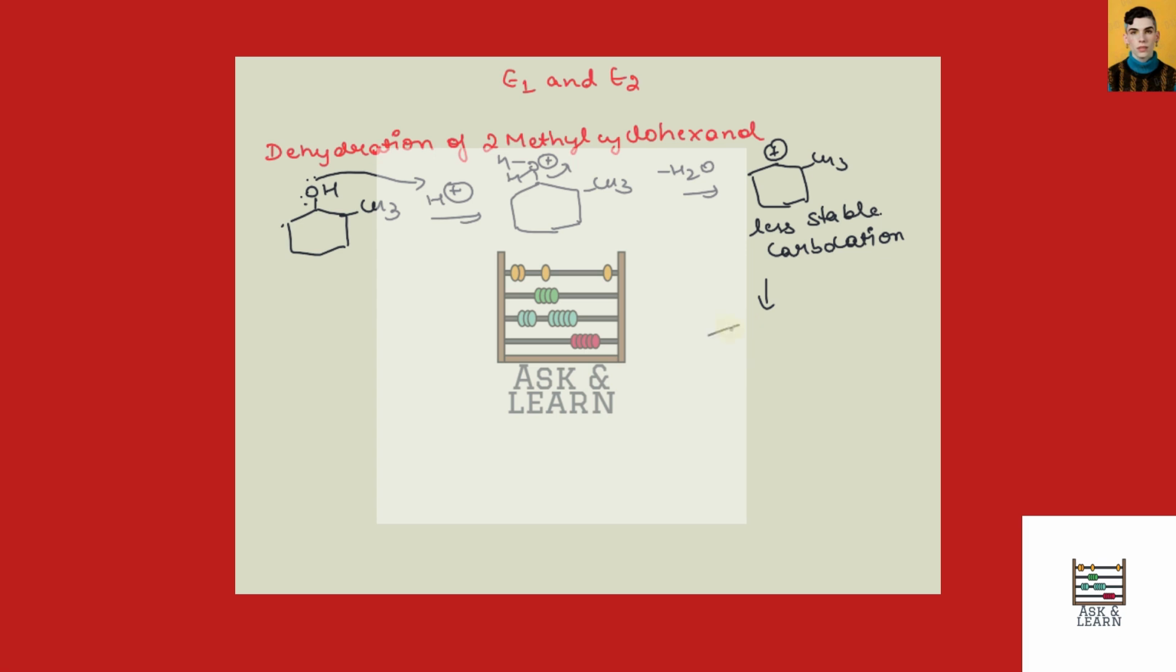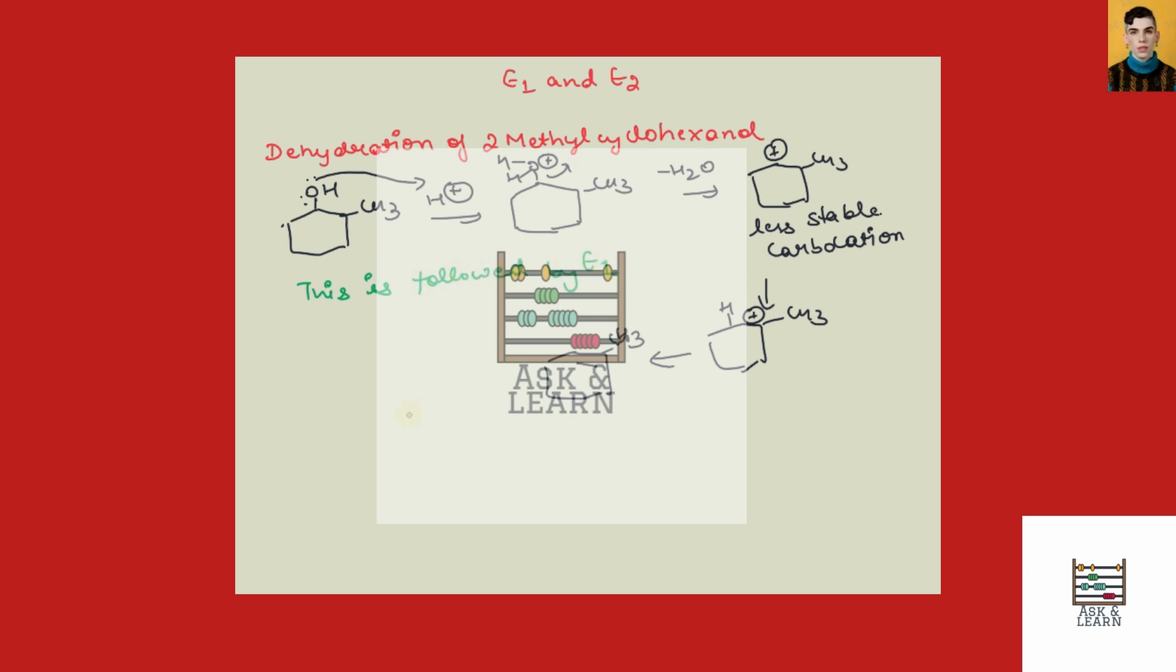So here there is a possibility of the positive charge moving, so here is the hydrogen. So this one is the product formed. This is followed by the E1 mechanism.